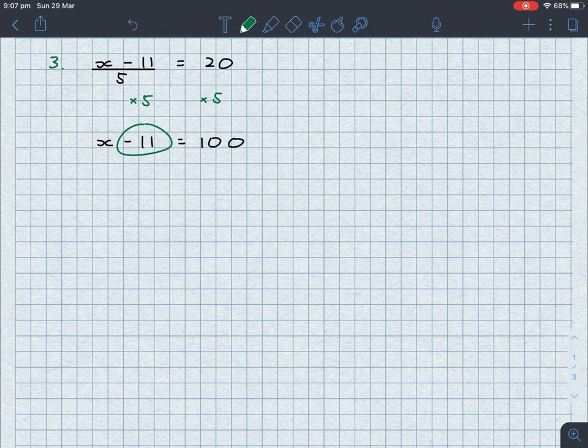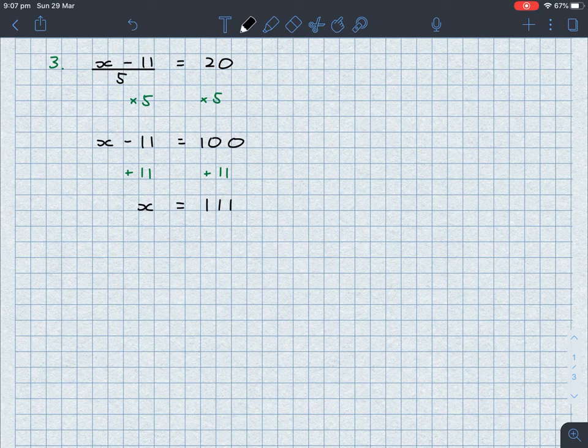Then all I have is this plus 11, or the minus 11, sorry. So I'll do the opposite. I will plus 11 to both sides, and I end up with x equals 111.